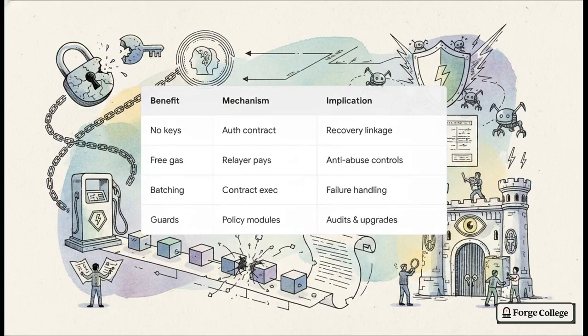And as you'll see, every single feature comes with a very specific cost. You want the amazing benefit of having no raw keys? Awesome. The mechanism there is account contract authorization.